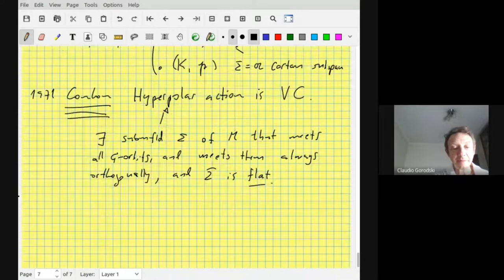And then later, Hermann, that was 1960, I said. Well, yeah, Hermann came before Conlon, even. 1960, Hermann. He considered two symmetric subgroups.